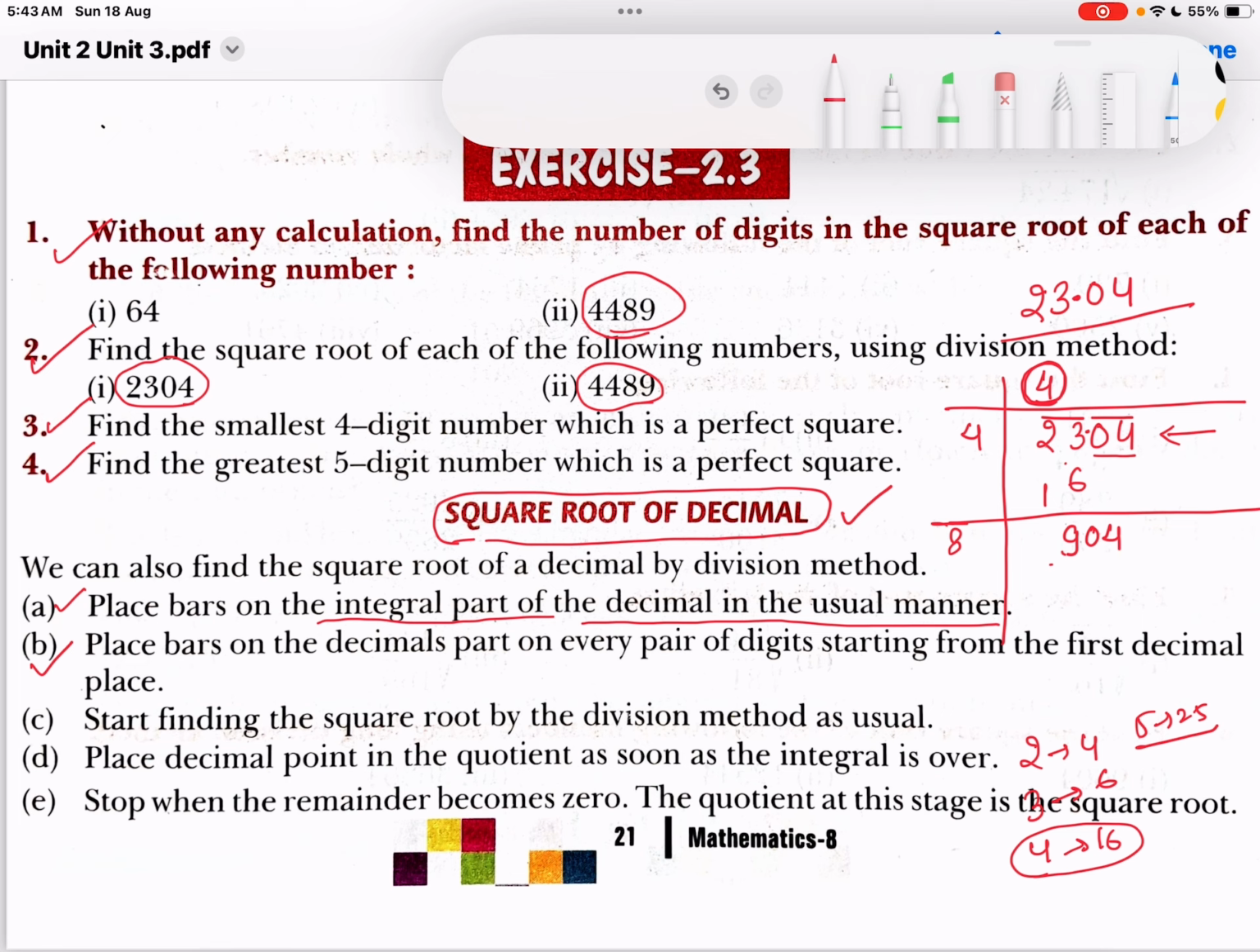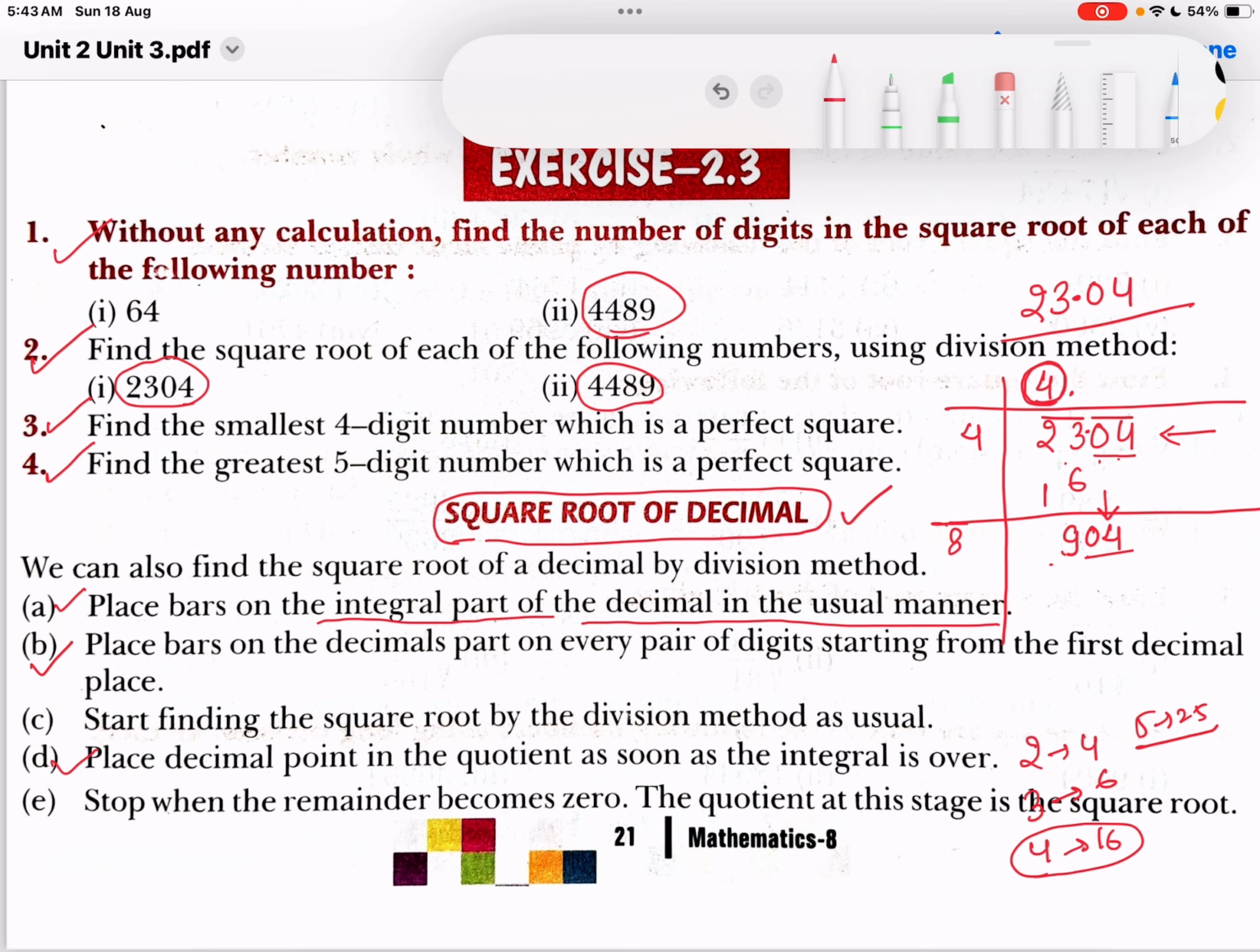What is the next rule? Place the decimal point in the quotient as soon as the integral part is over. So integral part 23 minus 16, the integral part is over, and after the decimal the 04 value is inserted here. So when the decimal value is inserted here, then just after the quotient we put the decimal.